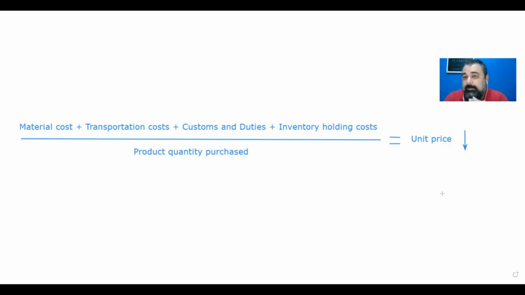So if your company is located in an area where the real estate costs a lot of money, maybe your inventory holding costs are going to be very high. So it's easier or less expensive to buy small quantities, small batches, small lot sizes of material.